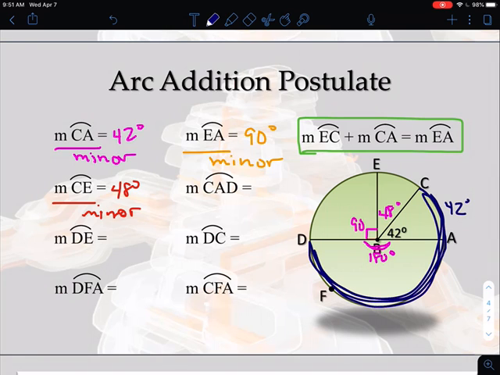So C to A was 42 because of the angle, and A to D is half of the circle, or 180. So I'm going to add those together, and I get 222 degrees, which is a major arc. And I could get that from the actual number, or the fact that I can see I'm going more than halfway around the circle. And then we continue on.